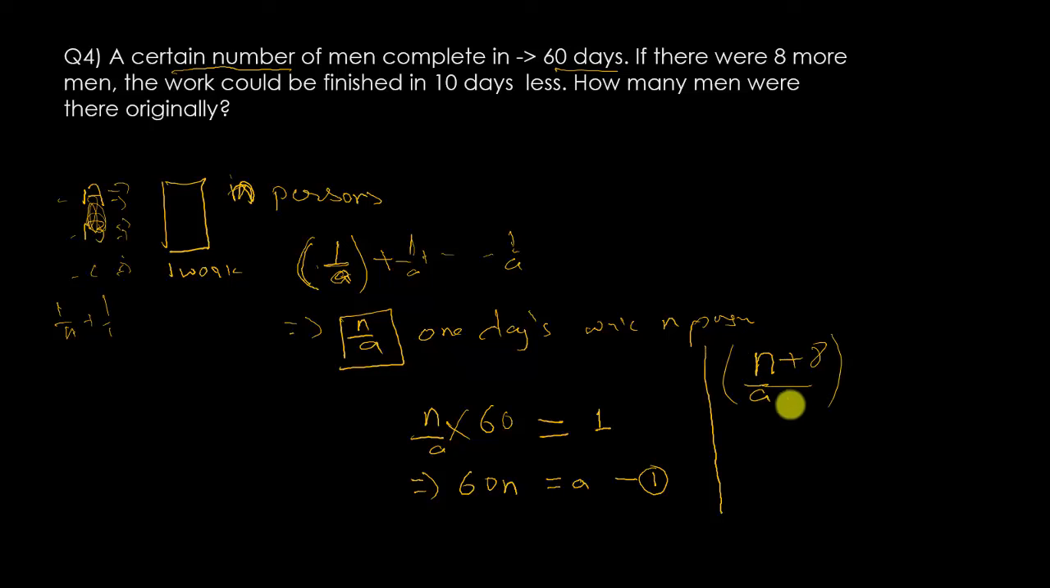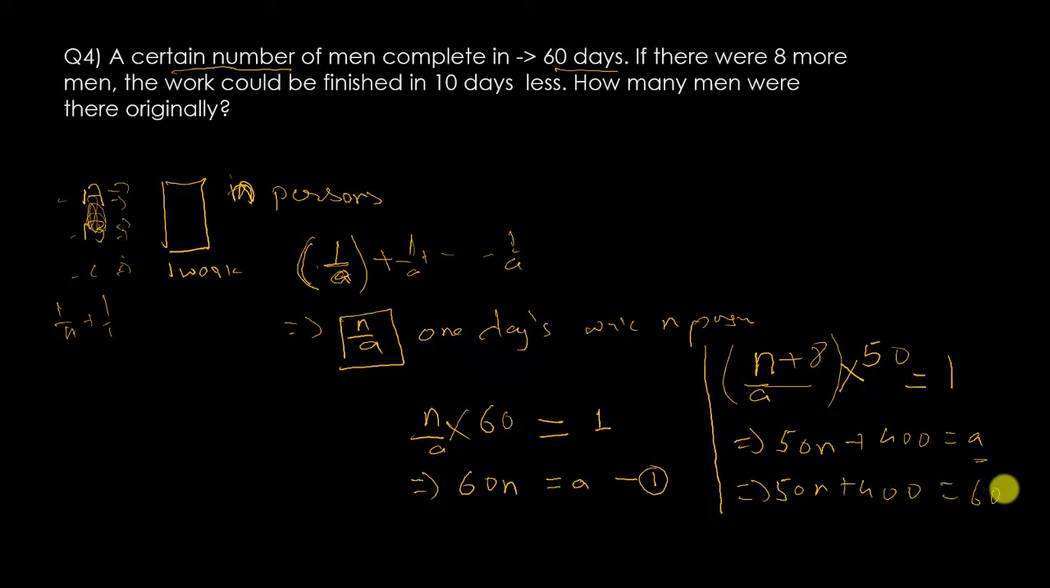So the rate would be 1 by a times n plus 8, which is equal to n plus 8 by a. Now they worked for 10 days less and were able to finish the work, so they worked for 50 days. When they repeated their effort for 50 consecutive days, they were able to finish this work. So we have equation number 2: 50n plus 400 is equal to a. Now we know a, so we will substitute equation 1 in this. We get 50n plus 400 is equal to 60n, and that will mean n equals 40. If we solve this, this is what is required of us.